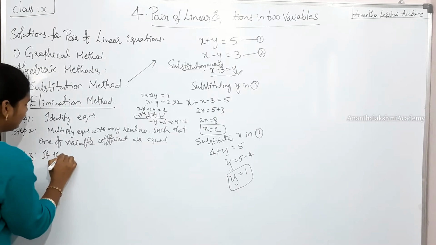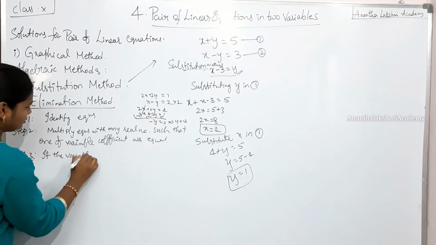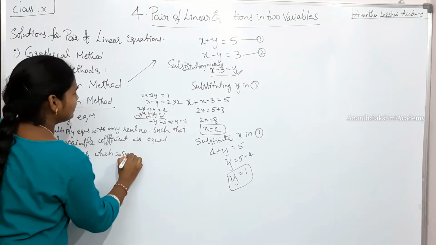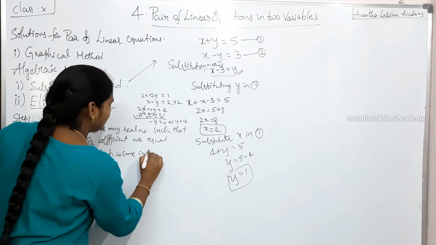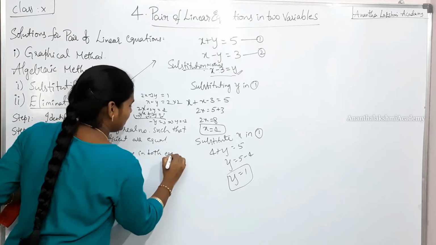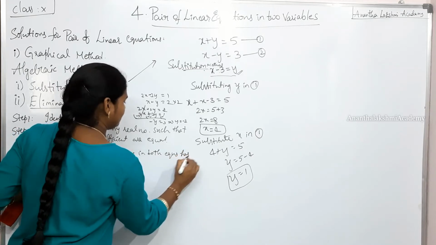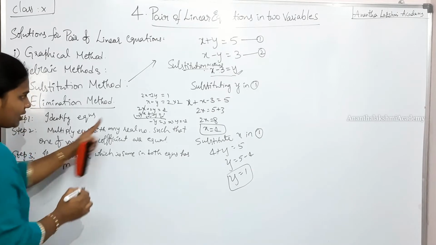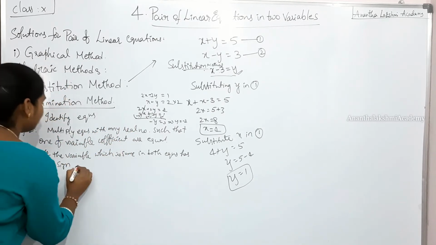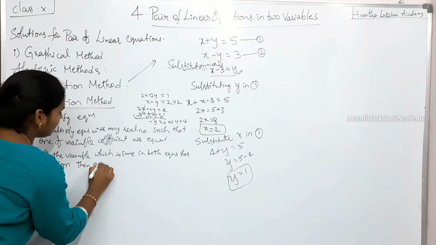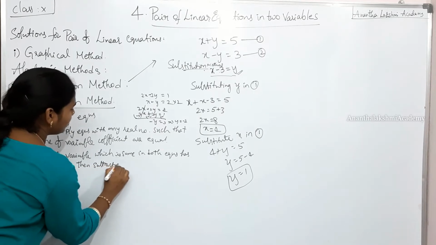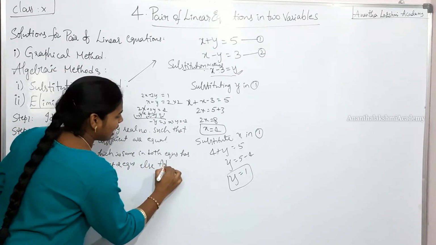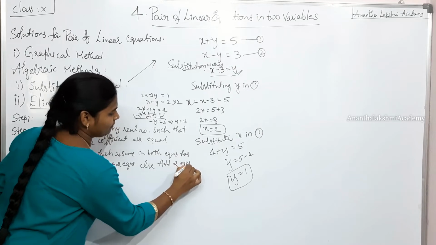See, step 3. If the variable which is the same here, in our case 2x is the same, no? In both equations has the same sign, in our case it is plus and plus, then subtract those two equations. Else, if they are having opposite signs, add the two equations.